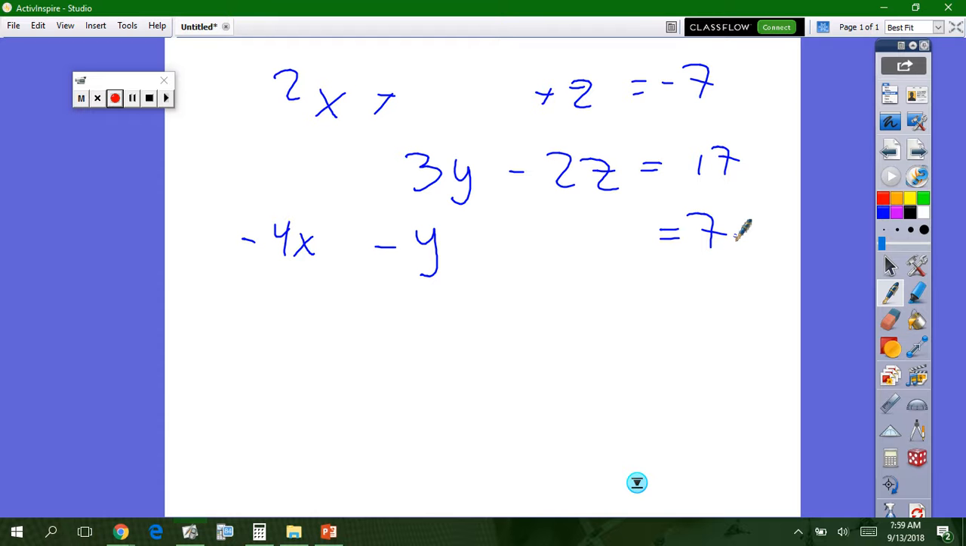All right, so we have once again a system of equations, right? Three unknowns, so that's why we have to have three equations. 2x plus z. I think we didn't get crossed all the way. Sorry about that.